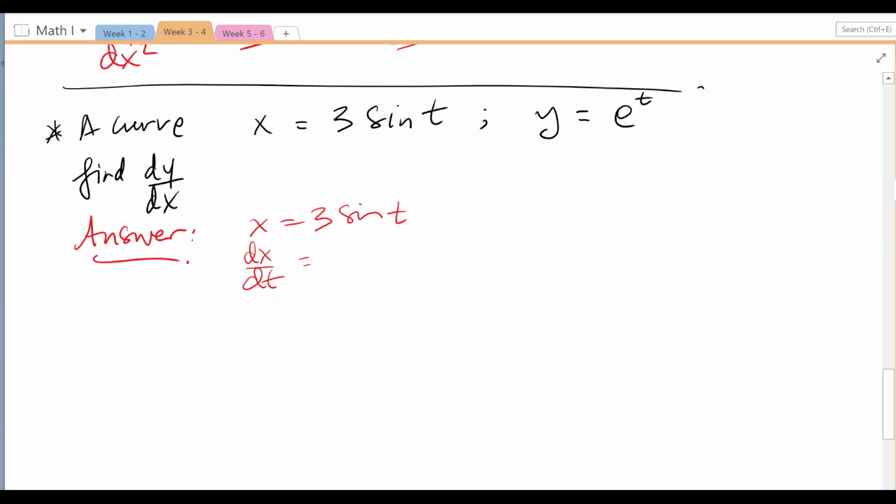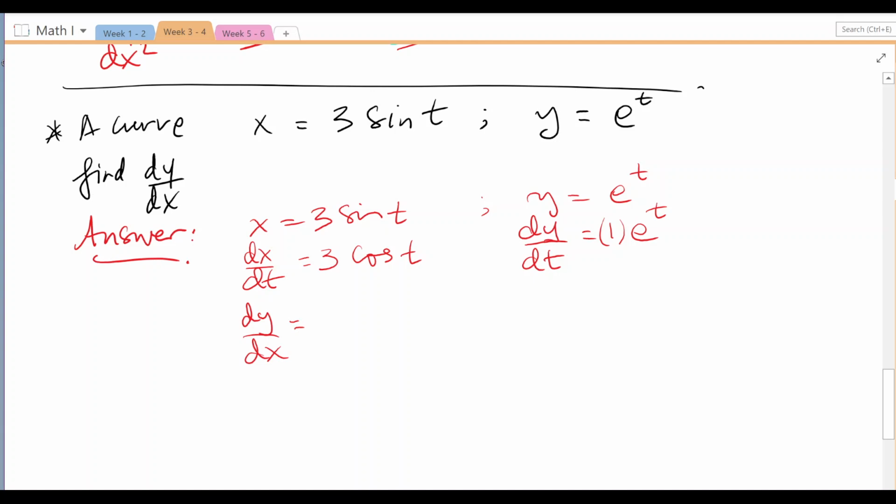So 3 times the derivative of sine is cos t, that's dx over dt. And then we have y equals e to the power of t. Therefore dy with respect to t is 1 times e to the power of t. That's the first derivative. And the question was asking what is dy dx. Okay, dy dx equals dy over dt times dt over dx.